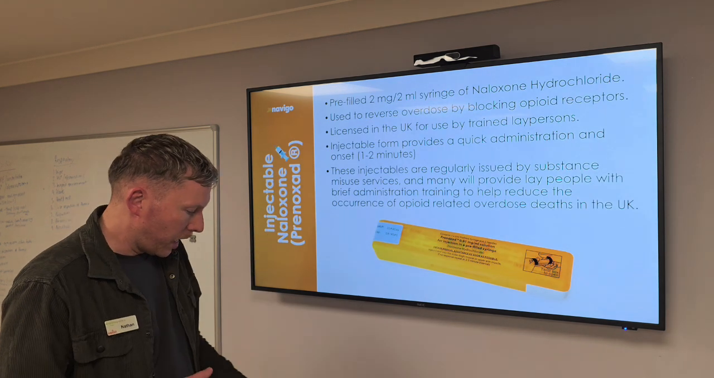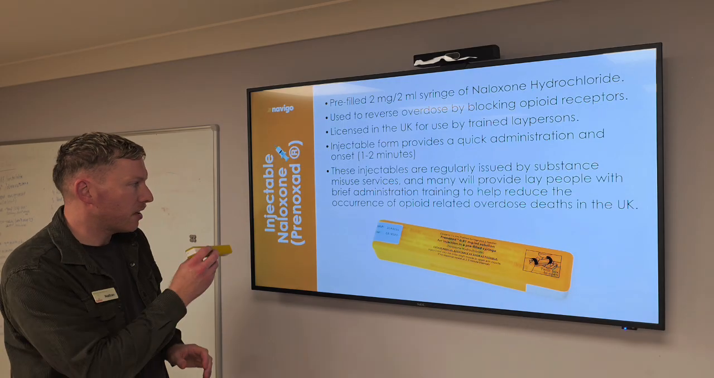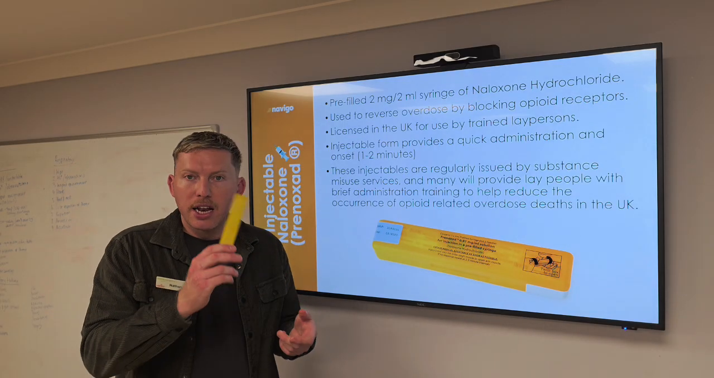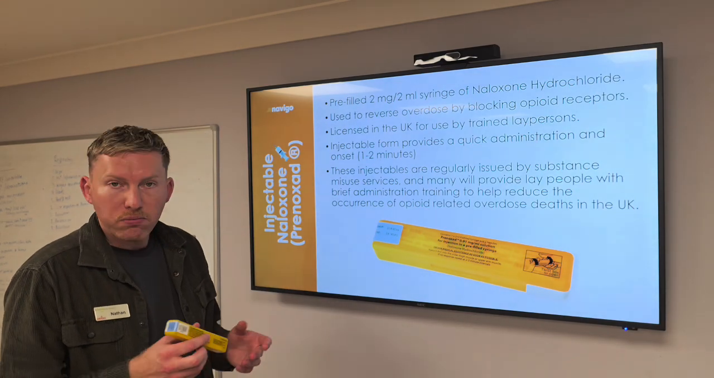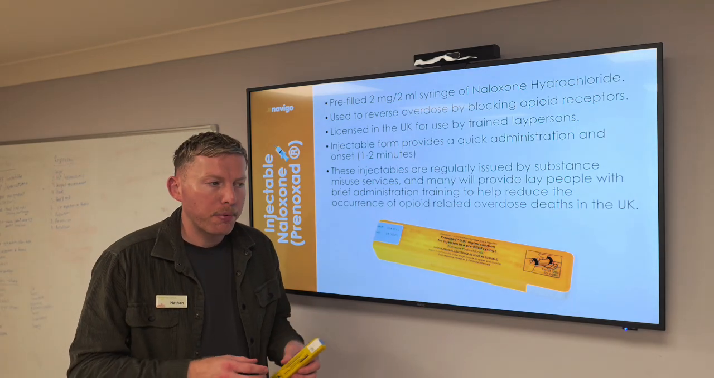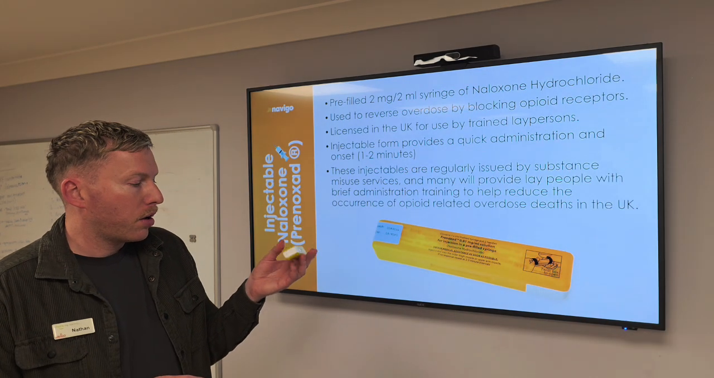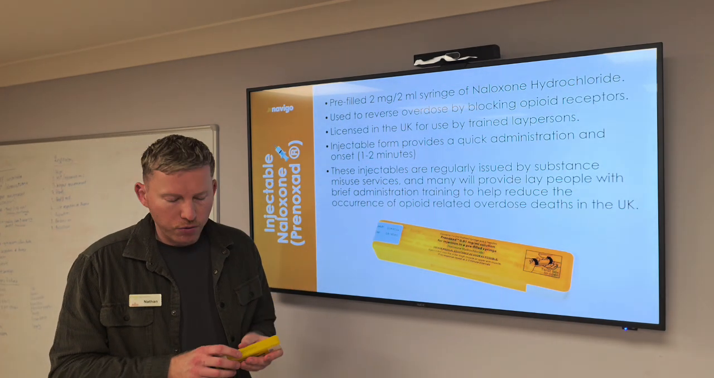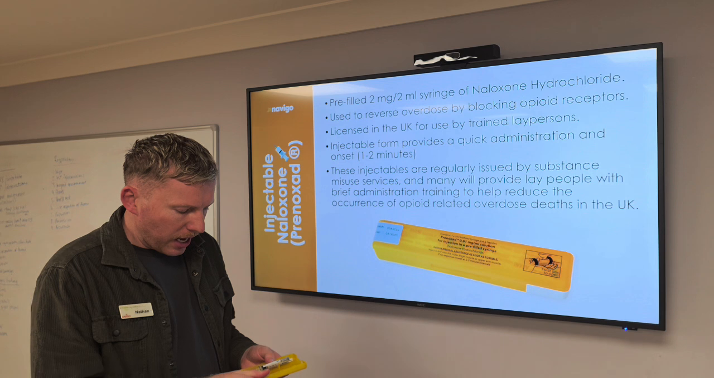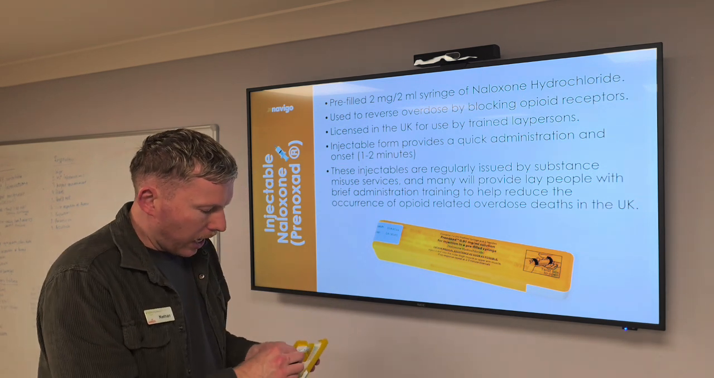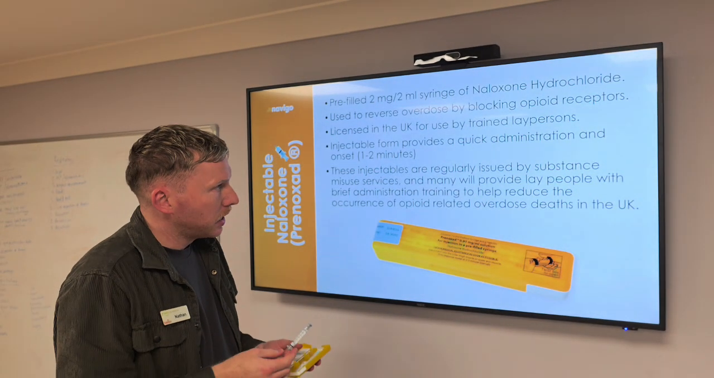So, two different forms that we're going to go through today. First we're going to look at the injectable form, which is the Pranexad. Pranexad comes in a little kit like this, issued by local services such as We Are With You to family, carers and other professionals working in substance-related industries to try and reduce those opioid-related deaths. So the kit comes pre-filled. In the kit you get 2 needle tops and a pen, the pre-filled syringe, which comes with 5 doses in.